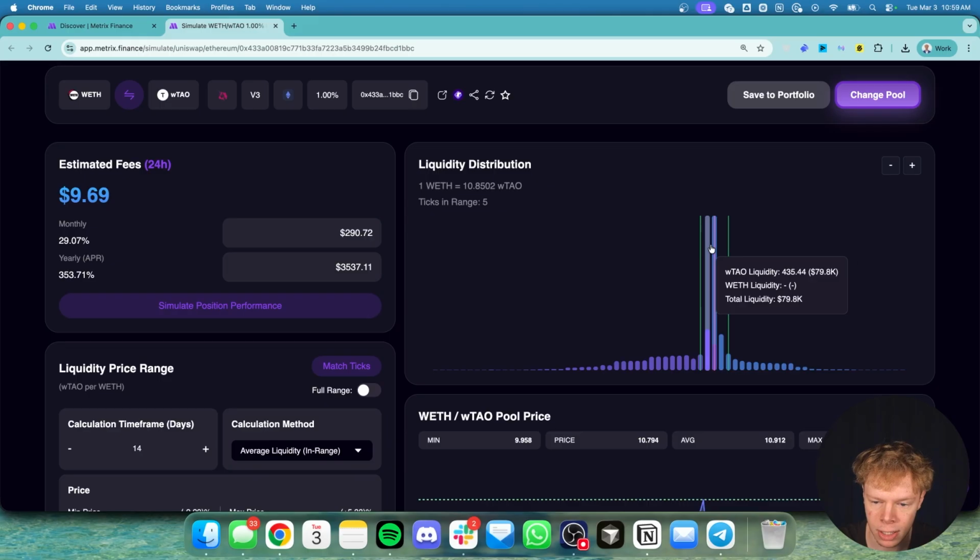So we can see the liquidity. On the current price, there is about $300,000 of liquidity. It's 274 Tau, 126 Ethereum. Right to the right of the current price, so going from 11.06 to 11.29 Tau per Ethereum, you could see that there is now only 70K. Right to the left, there is 80K.